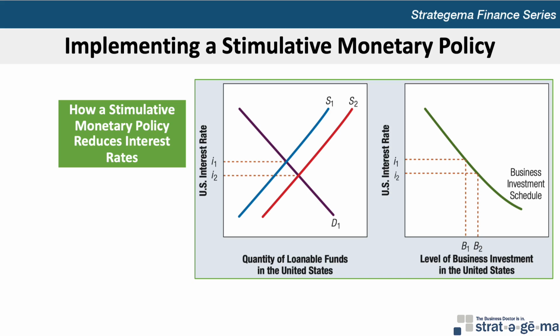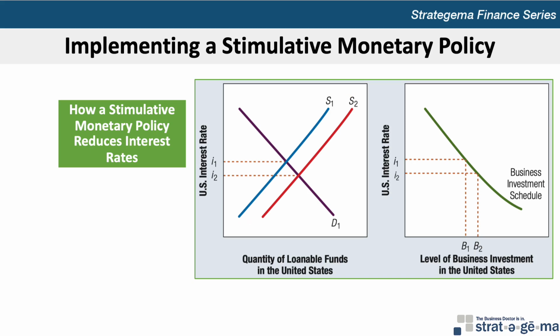If the Fed's stimulative monetary policy leads to, say, a $5 billion increase in loanable funds, then the quantity of loanable funds supplied will now be $5 billion higher at any possible interest rate level. In response, the supply curve for loanable funds shifts outward to S2.